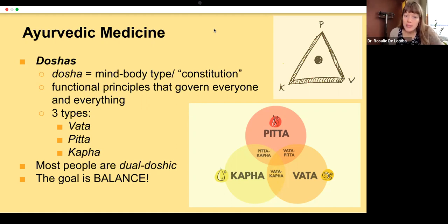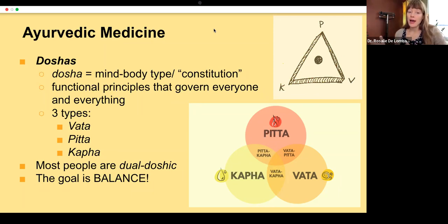Doshas are functional principles that govern everyone and everything. There's these 3 types: Vata, Pitta, and Kapha. Okay, so now we sort of get into the nitty-gritty. As you can see up top here in this image, that is Pitta dosha, okay? Pitta is our fiery element. On the right is Vata dosha, and it combines together air and space. So this dosha has those characteristics. And then lastly on the left is Kapha dosha, which combines earth and water. And you can imagine this dosha is the heaviest of them all.